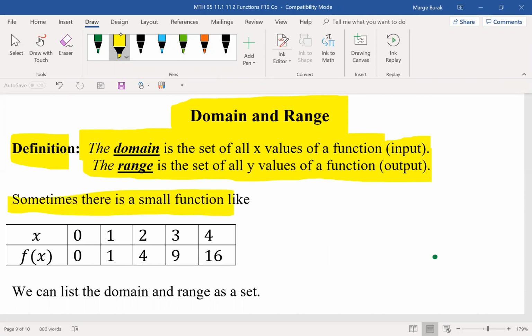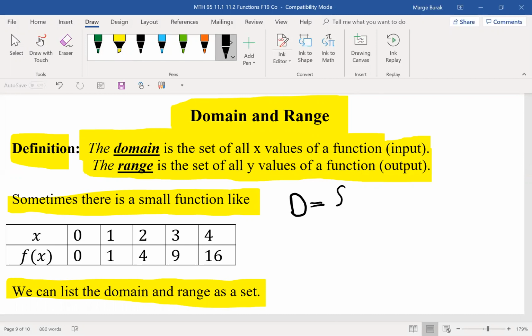Sometimes there's a small function like this one. Okay, let's list the domain and the range as a set. So what does that mean? That means that we'll put D for domain. And a set has these little, they're called braces, the little curlicues.